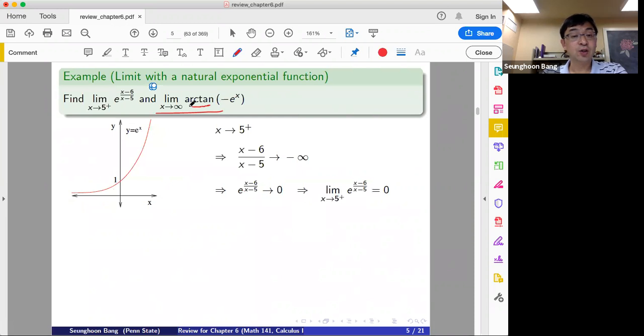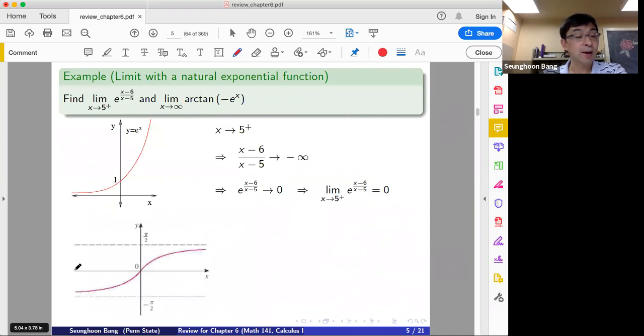The second problem is similar. You can use the graph of arctangent. The graph of arctangent is like this. As the x value approaches positive infinity, the arctangent, the inverse tangent, is going to pi over 2. As the x value goes to minus infinity, arctangent is going to minus pi over 2. We have two possible answers. How can you solve it? Same, step by step.